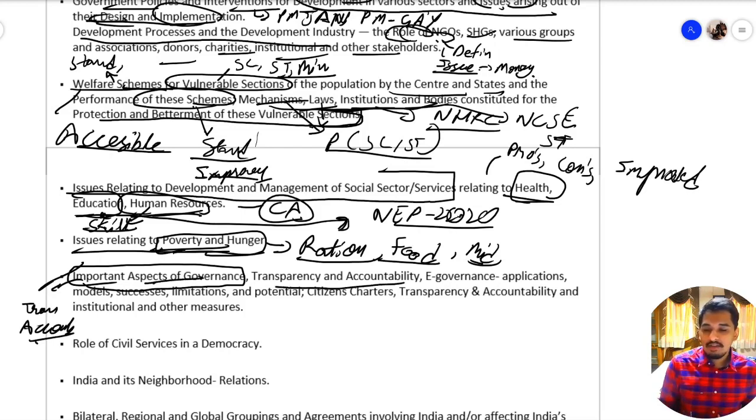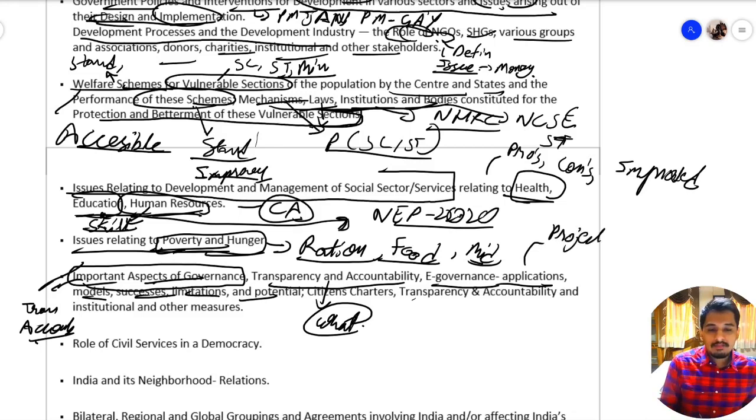Then we have transparency and accountability. What is the definition of transparency and accountability, and how can it be ensured? Then we have e-governance: applications, models, success, limitations, and potential. In this, you should know the various successful implementations of e-governance models, such as Project Bhumi in Karnataka. Project Bhumi in Karnataka is one of the successes. Then we have Passport Seva Kendra. This is again one of the successes for e-governance.